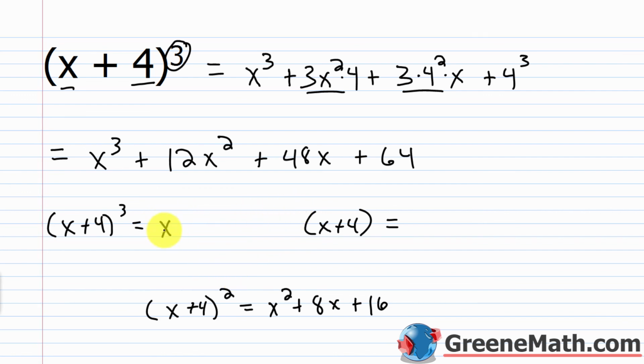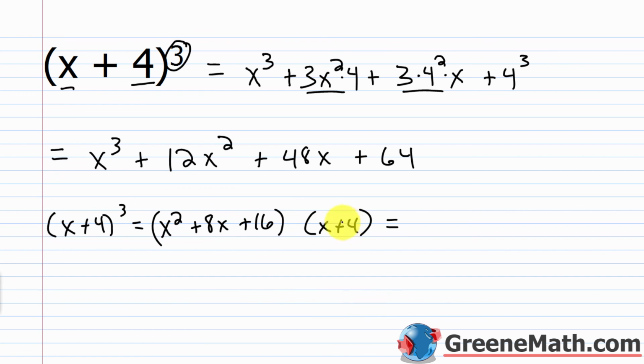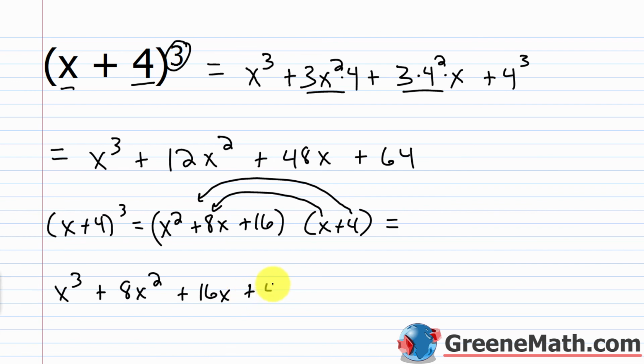So this is x squared plus 8x plus 16, but I've still got to go through and multiply this guy by this guy. So I've got to do x times x squared. So x times x squared is x cubed. I've got to do x times 8x, that's going to be plus 8x squared. I've got to do x times 16, that's plus 16x. And then I've got to do 4 times this. So 4 times x squared is plus 4x squared. 4 times 8x is plus 32x. 4 times 16 is plus 64.